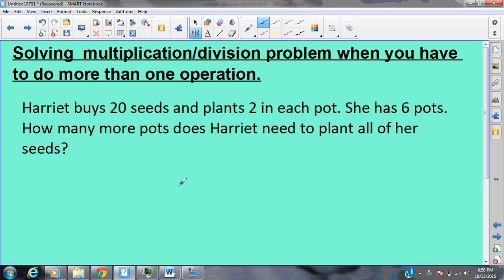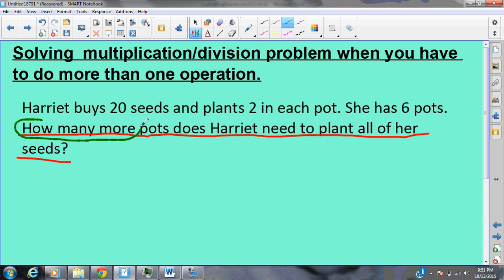We're going to start with the very first question that comes on your homework. What are you being asked to do? We're being asked to tell how many more pots Harriet needs to plant all of her seeds. I'm going to stop right here because I want third grade to know how many more. A lot of people get it confused, and because they see the word more, they think it means to add. How many more is asking you to tell the difference between two groups or two sets.